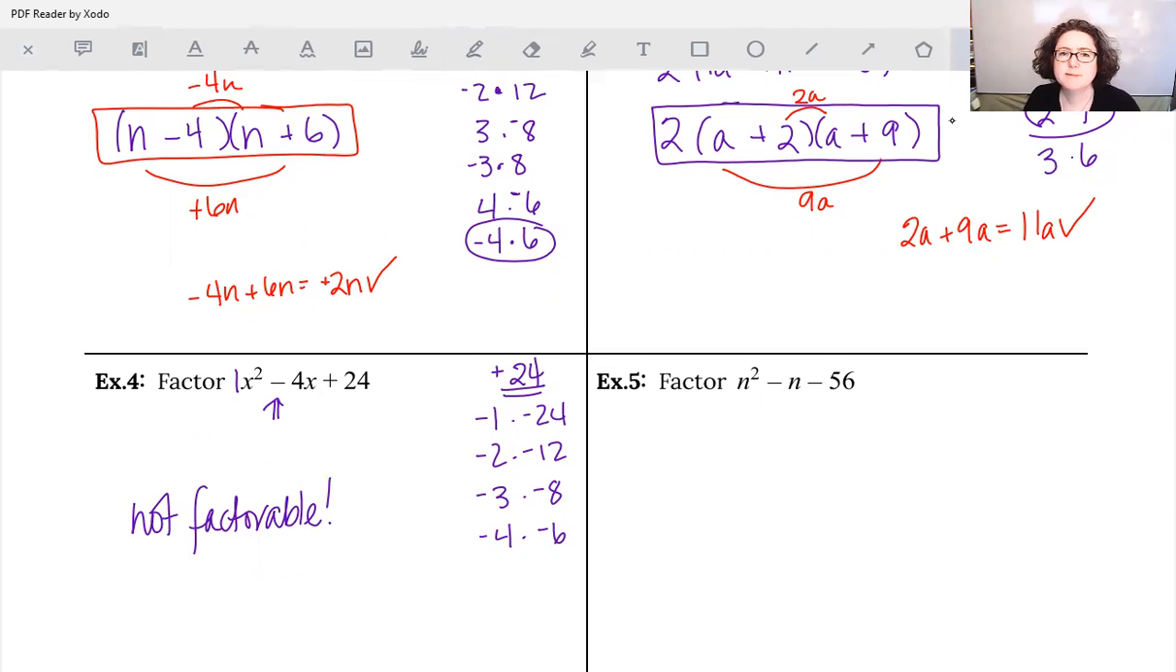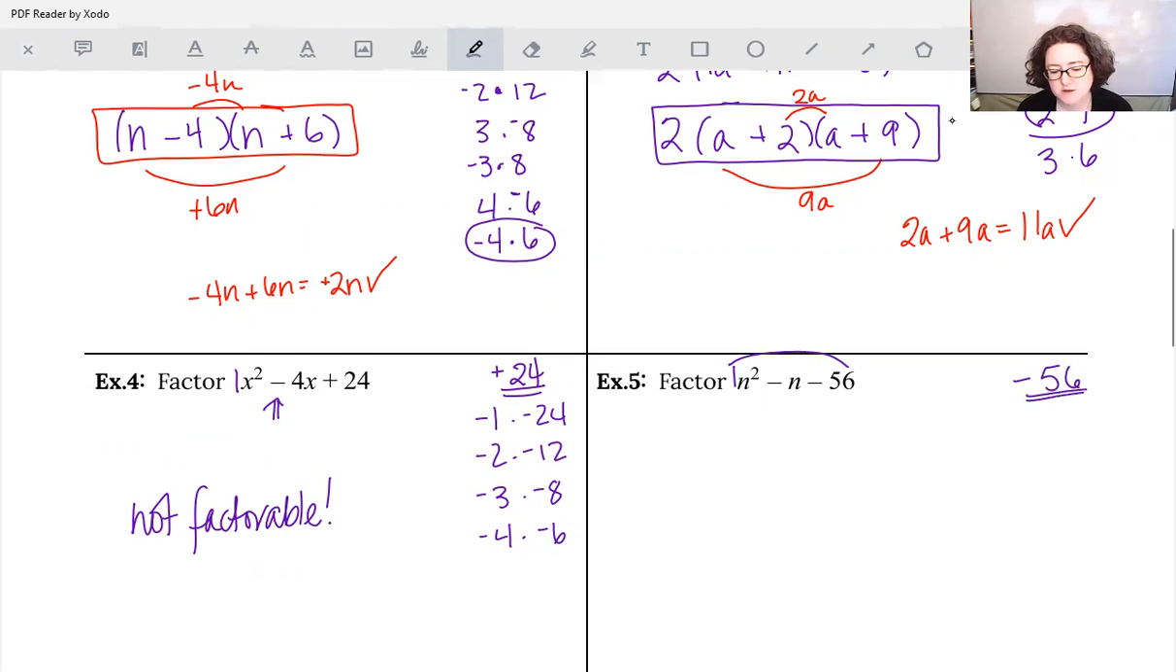Alrighty, now would be a good time to pause the video and try out example 5, and then start it back up and see how you did. Alrighty, so example 5, again, no leading coefficient on the n squared, no GCF. So all I have to do is brainstorm on 1 times -56, aka -56.